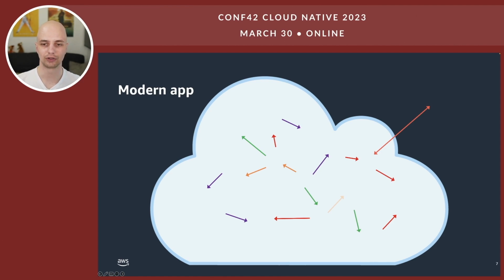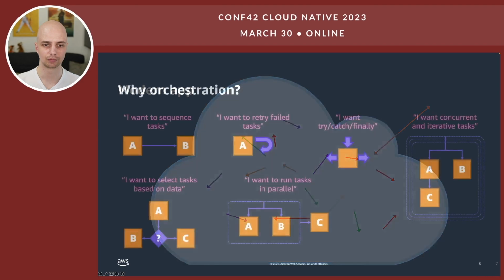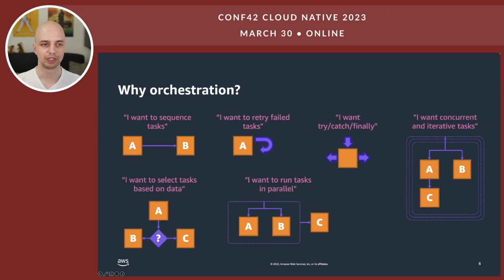So let's talk about what we can do with functions when we have more than one. So maybe I want to sequence two tasks. So A comes before B, or I want to retry failed tasks, or I want to maybe catch an event or catch an error message, or I want to execute functions or tasks concurrently, or I want to do a choice based on the outcome of one function, or I want to run different tasks in parallel. So how could we do that?